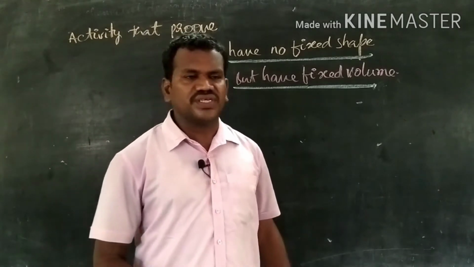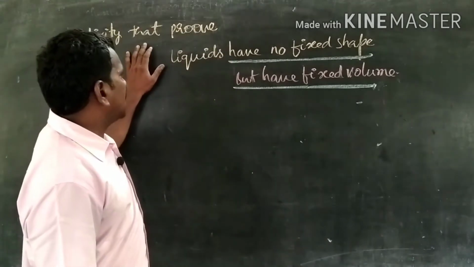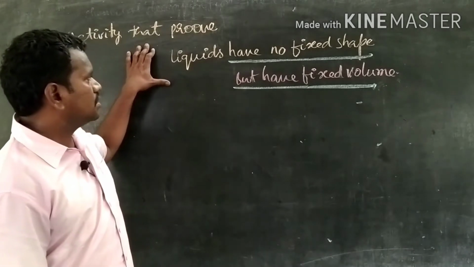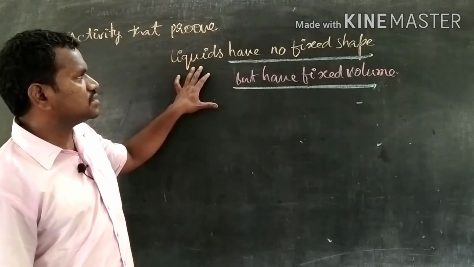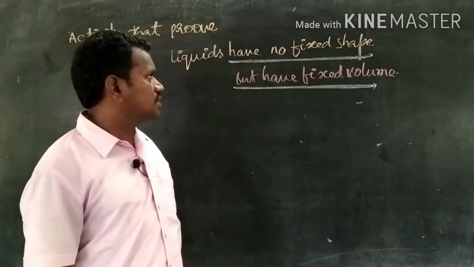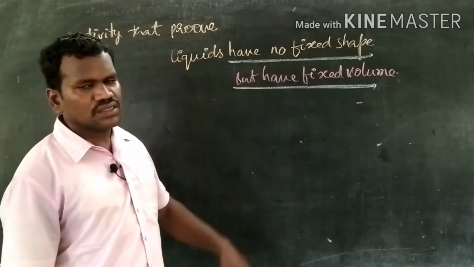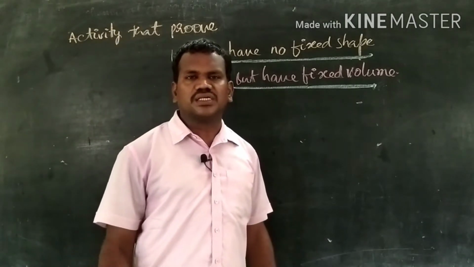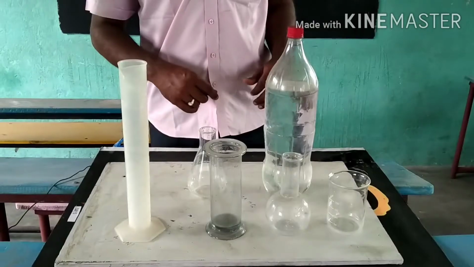The first activity is the activity that proves liquids have no fixed shape. There is no shape for the liquids, but they have a fixed volume. Let us do that activity now.